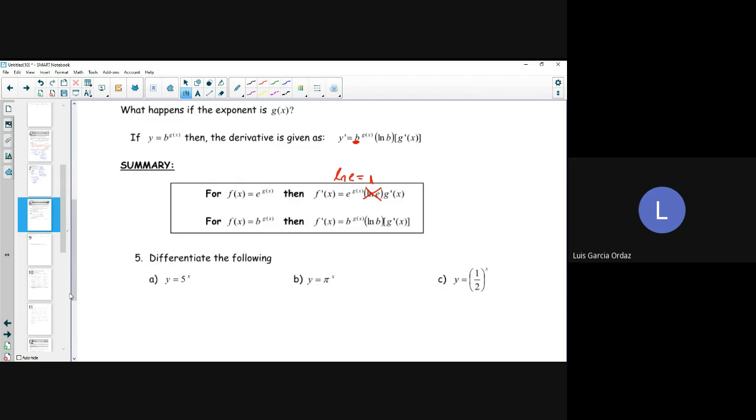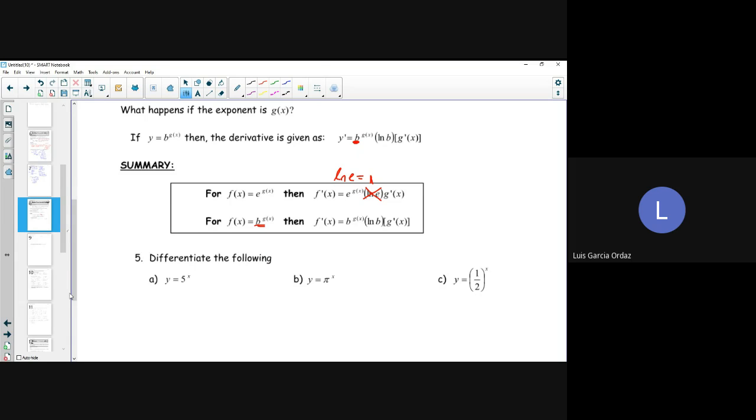However, if b is not e, then to take the derivative, we take the original function, which is b to the power of g of x, multiply by the ln of that base, and then multiply by the derivative of the exponent.